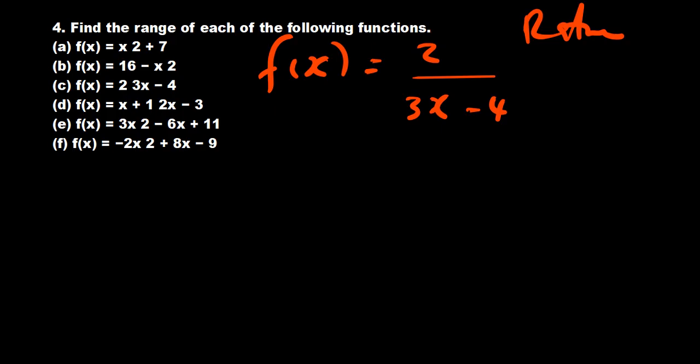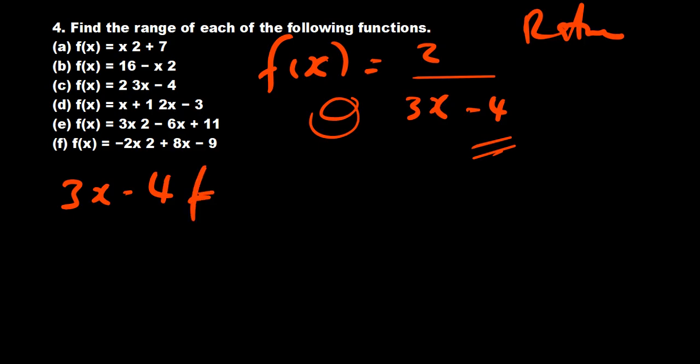Okay, so now how do you find the range of a rational function? You have to find the inverse of this expression. Then the other thing is that the denominator should not be equal to 0, right? So 3x minus 4 should not be equal to 0, so x should not be equal to 4 over 3.